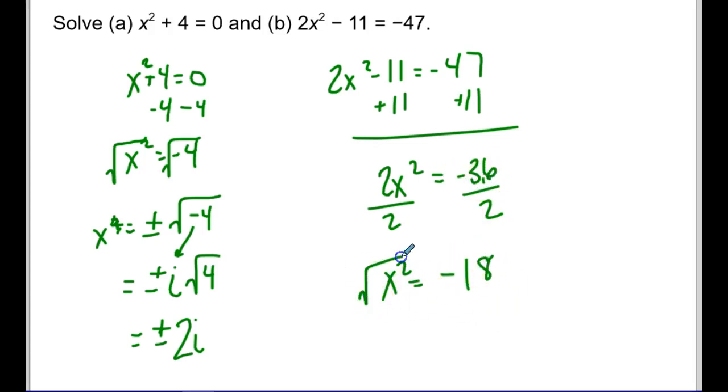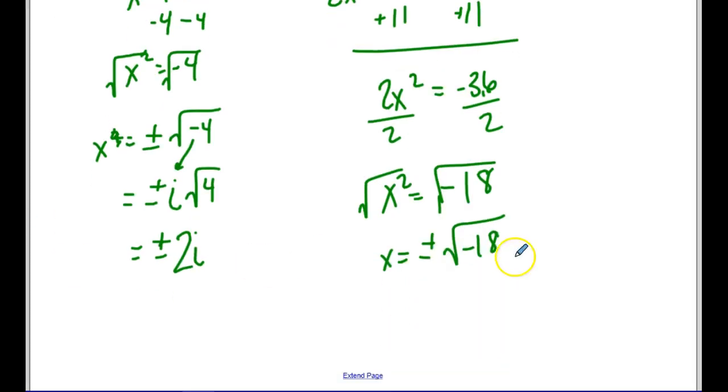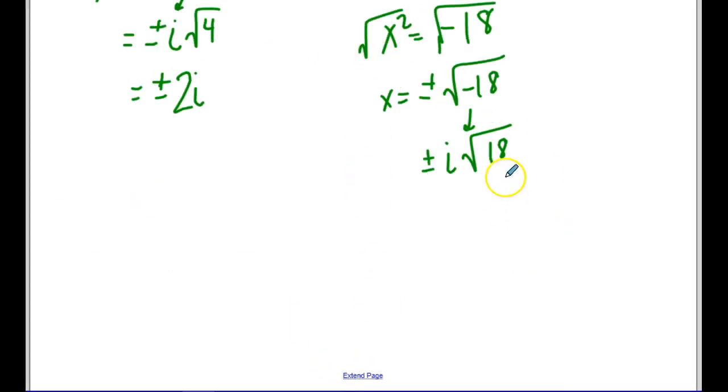So now we're going to square root both sides. So I have x equals, and when I square root, plus or minus the square root of a negative 18. So when I have this negative, I go ahead and I pull out my i. So I have plus or minus i times the square root of 18. So let's go ahead and simplify this square root of 18 if we can. Okay, so we want to find its prime factorization.